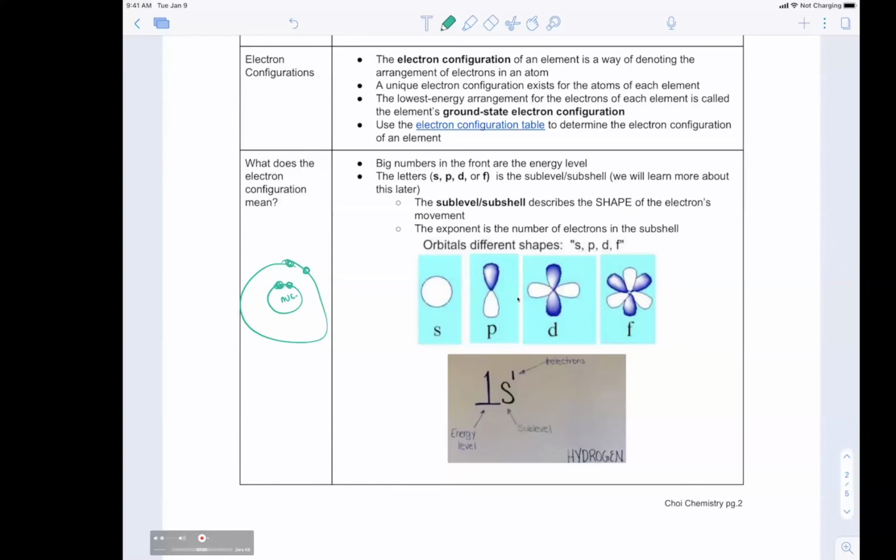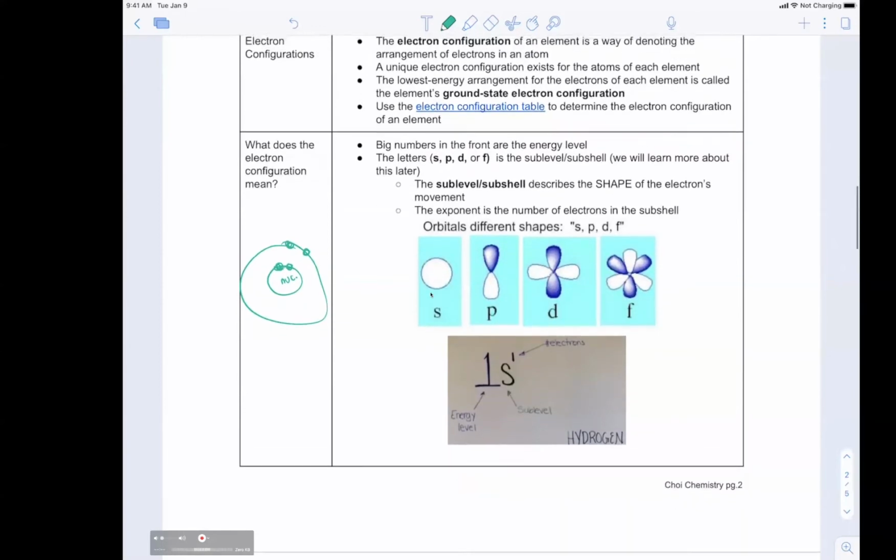So these shapes right here, you have S, P, D, and F. These are the different names of the shapes that electrons can move in, or the path of the electrons. If you have an electron in the S sublevel, it's going to move in a sphere direction. But again, it's 3D, so it'll actually move through the z-axis as well.